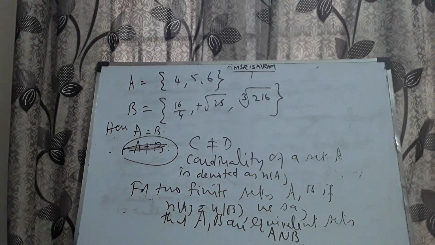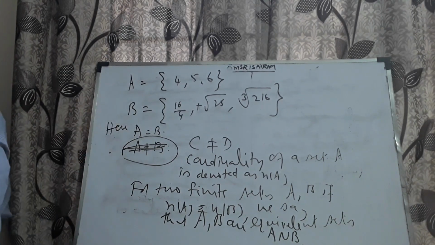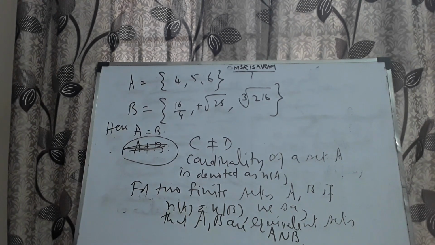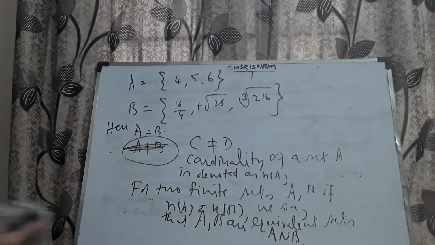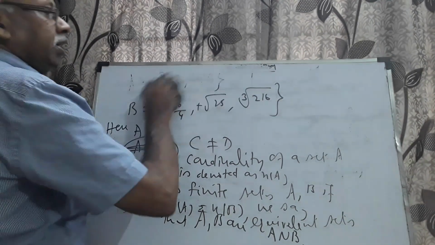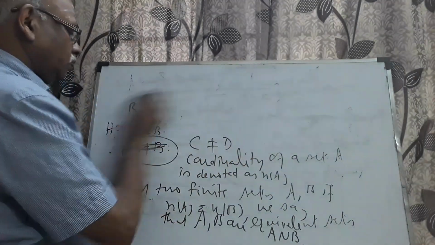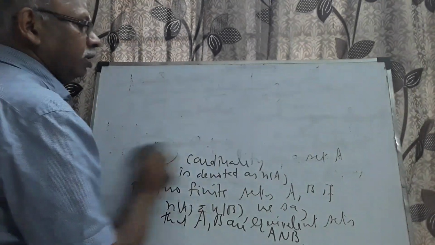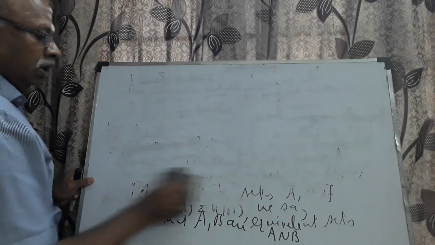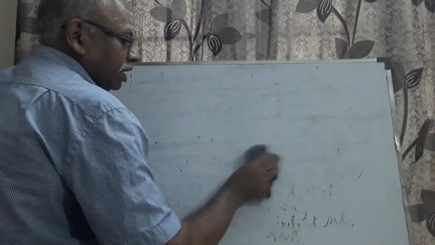Actually any pair of equal sets will also be a pair of equivalent sets, because the elements themselves will be the same. Therefore, automatically the number of elements will also be the same. Therefore, a pair of equal sets will be a pair of equivalent sets. But a pair of equivalent sets need not be a pair of equal sets. I will give you an example.